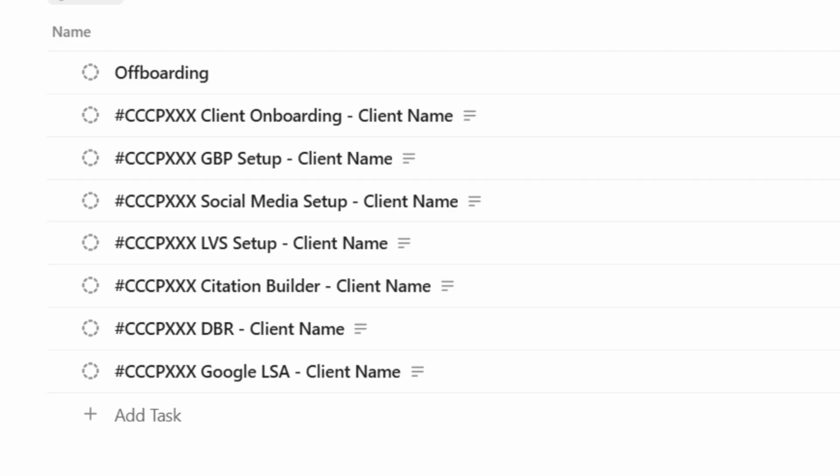I'll put the picture of some of the SOPs, or I don't know whether you call them SOPs, the onboarding setups that we implement. The first one is the Universal Client Onboarding. The second one is Google Business Profile Setup. Third, social media setup. Fourth, the local visibility system. And then the fifth and the sixth one, depending on the tier, is the citation building, and also LSA, which stands for local service ads. Now, it could also be just Google Ads as well.